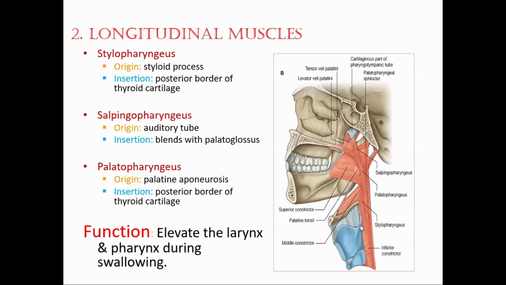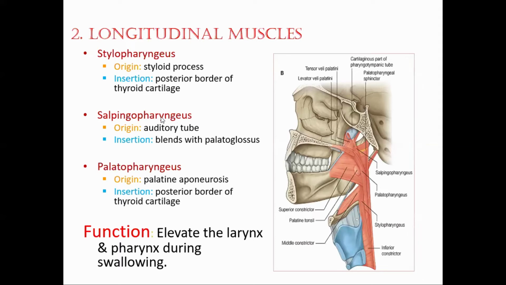They are inserted at the posterior border of the thyroid cartilage. So stylopharyngeus, as the name suggests, has its origin from the styloid process, and its insertion is at the posterior border of the thyroid cartilage.